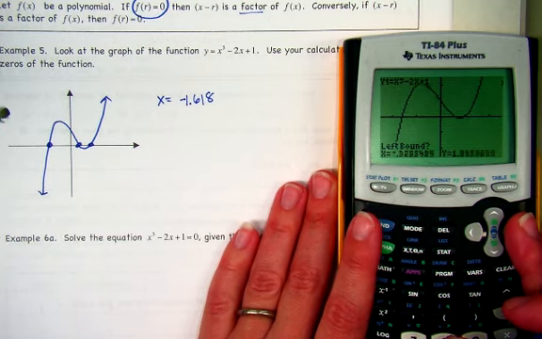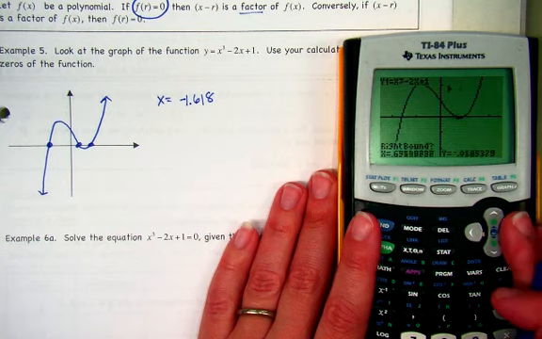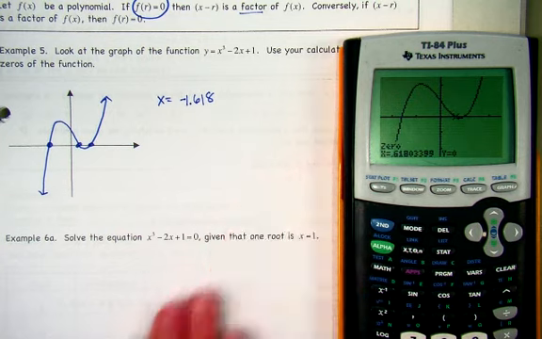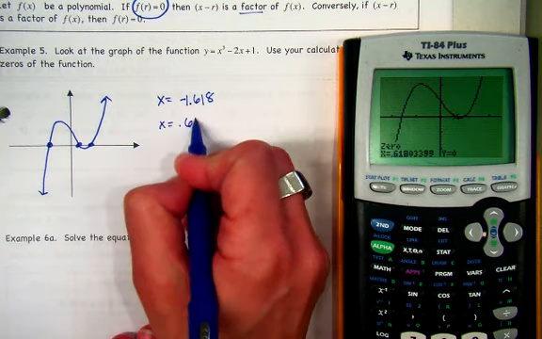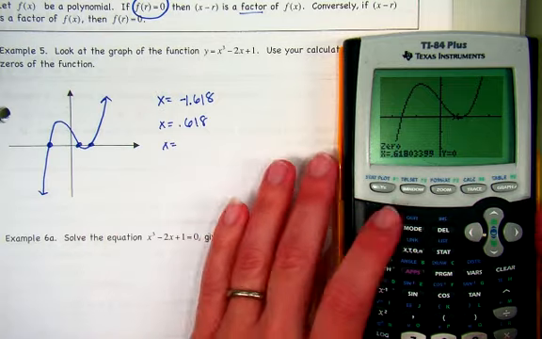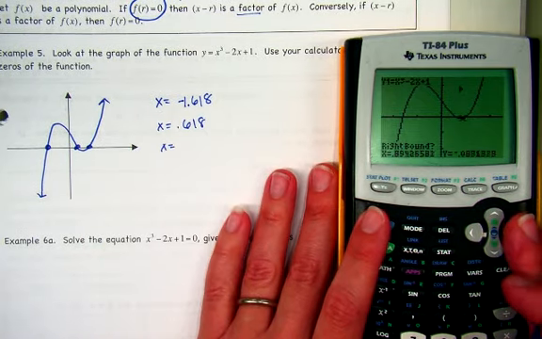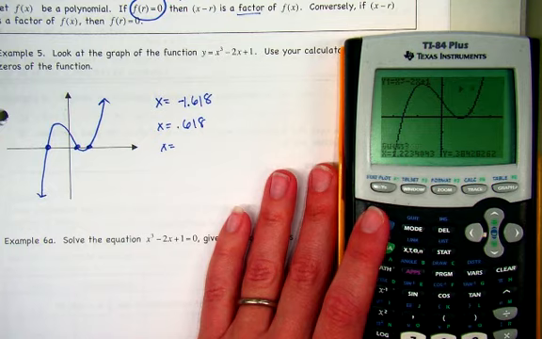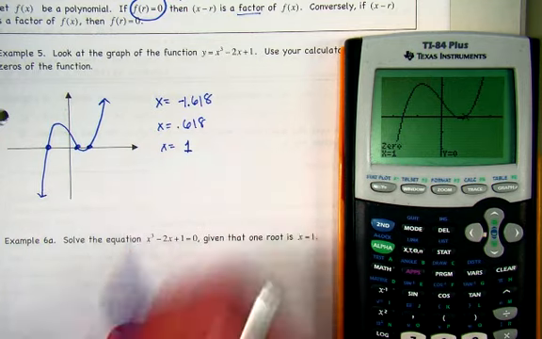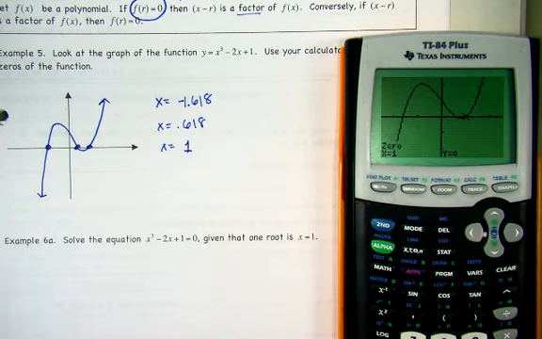Keep going. And my other one is 0.618. And then what's the last one? We got it yet? Left bound, right bound. Ooh, that one's nice. Okay. So it asked me to find the zeros. So on my calculator, I can obviously find my zeros.